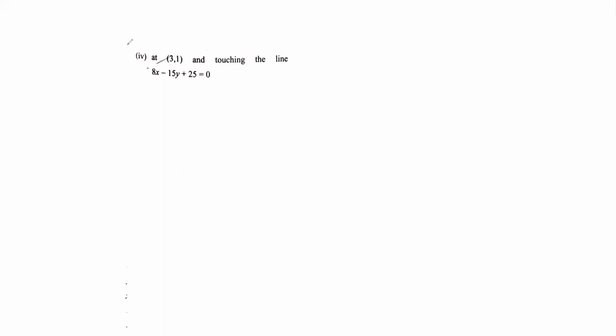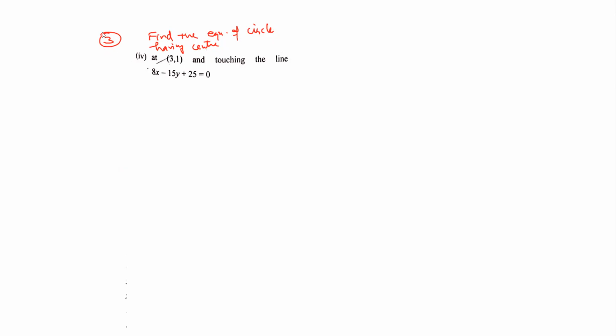Let us solve this question, students. This is question number 3, sub-question number 4. It says find the equation of the circle. I'll complete the question. Find the equation of the circle having center at 3, 1 and touching the line 8x minus 15y plus 25 equal to 0.